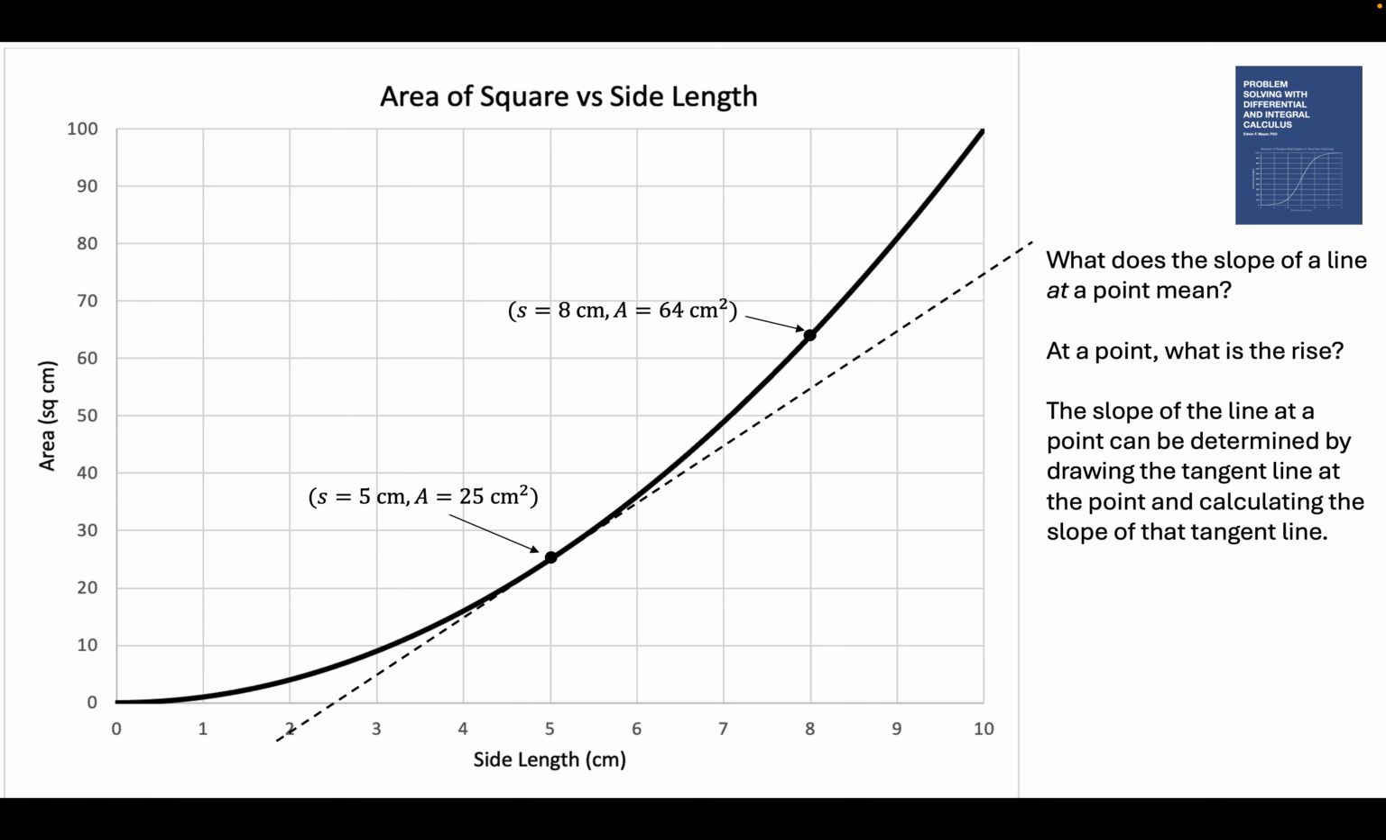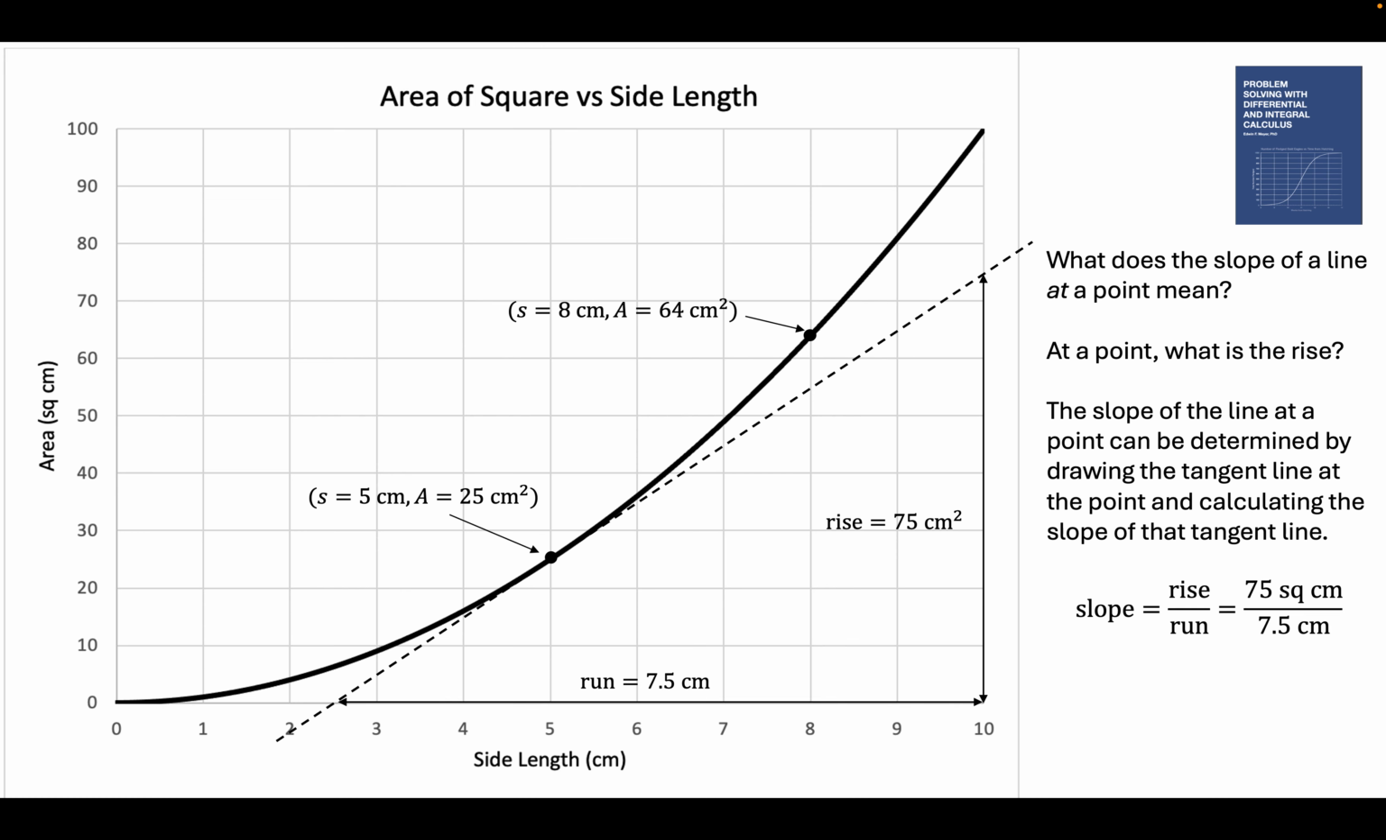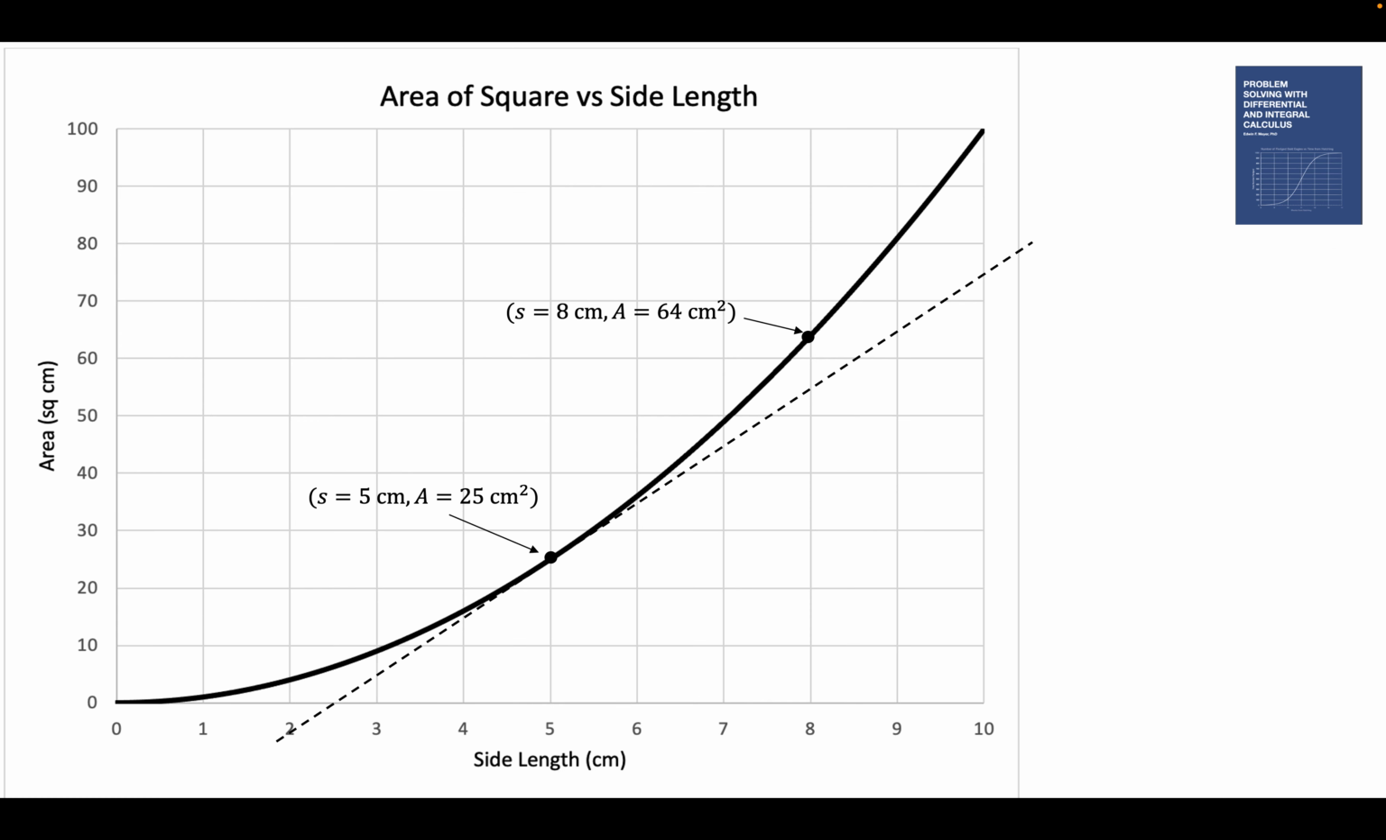So instead of getting the slope by using 2 points on the line, we get the slope of the tangent line at the point. The rise of the tangent line goes from 0 to 75 square centimeters. The run looks like it goes from about 2.5 to 10, which is 7.5 centimeters. So the slope is the rise, 75 square centimeters, divided by 7.5 centimeters, which is 10 centimeters. And that slope is different from the slope at 8 centimeters. At 8 centimeters, it's a lot steeper.